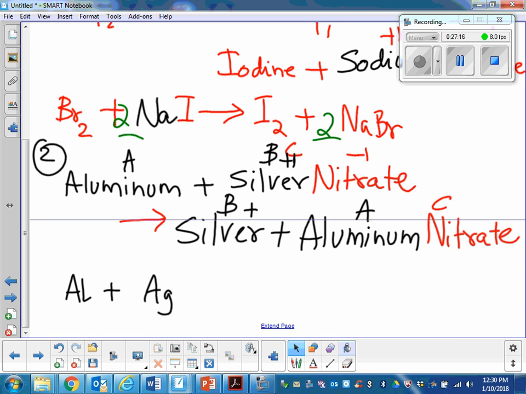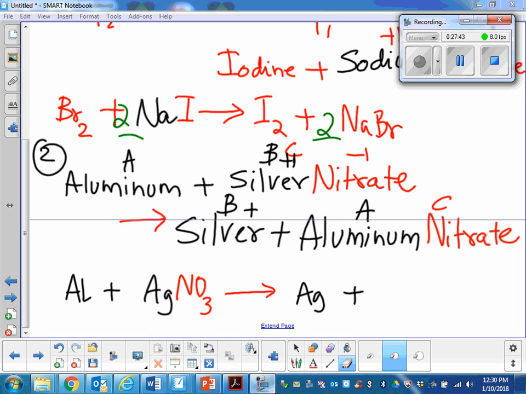Ag, NO. What should I remember to include? 3. All right? So Vanessa, how will I write silver on the other side? It's just silver. Ag plus, I now have to write the formula of aluminum nitrate. Remember, aluminum is a what charge? The charge in aluminum is a +3 and nitrate is a -1.